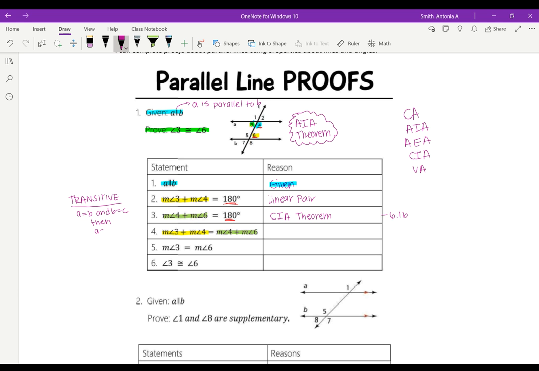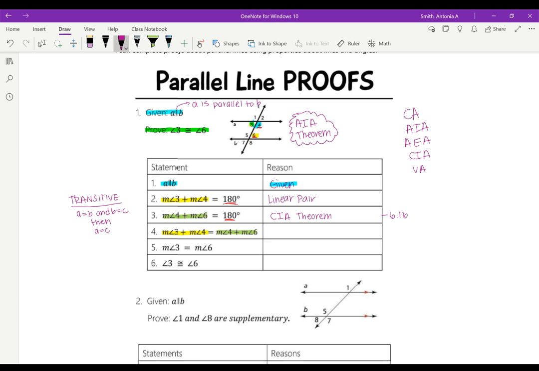then A equals C. So a good real life example of that is, let's say that myself, Mrs. Smith, is the same height as Mrs. Swenson, and Mrs. Swenson is the same height as Mrs. Sutterfield. Then what does that say about me and Mrs. Sutterfield? It means that we are also the same height. If I'm the same height as Miss Swenson and Miss Swenson is the same height as Miss Sutterfield, then I must be the same height as Miss Sutterfield as well.